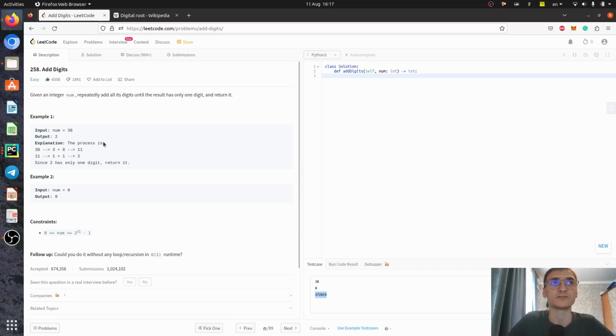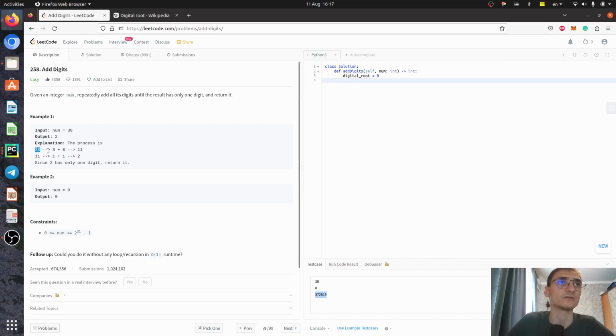For iterative solution, we don't need to worry about these properties. We're just summing digit by digit till we get one single digit. Okay, let's define our digital root variable. It's going to be 0. This is our sum of our digits. We are starting from here, for example.